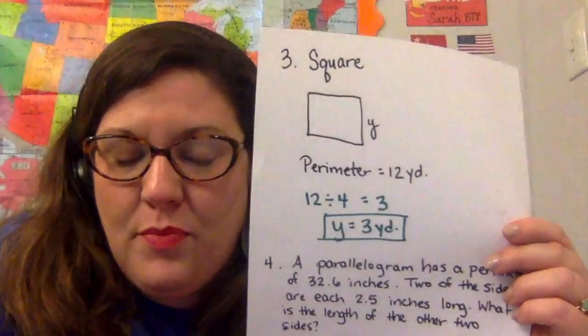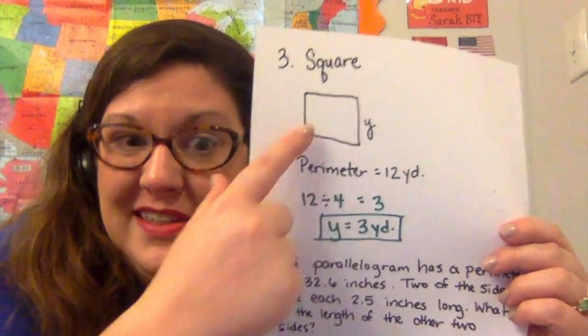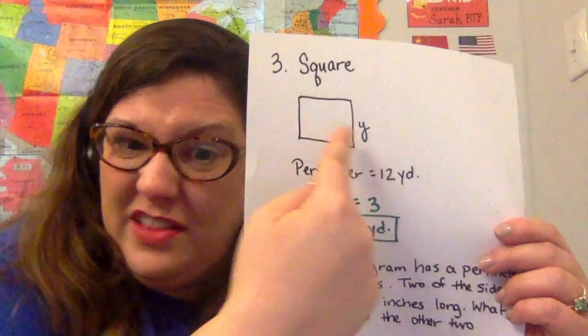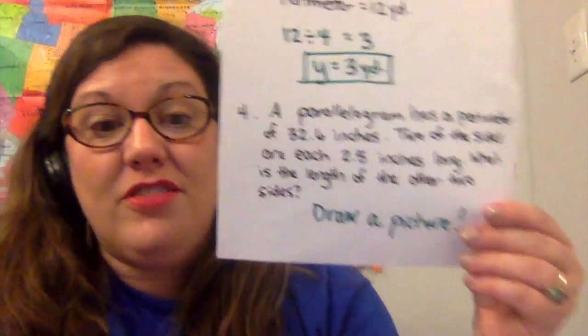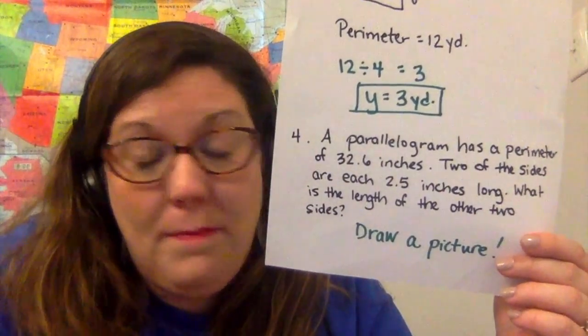So the square is really a pretty easy example, but sometimes it's confusing when you look at the picture and there's not a number on that. So don't let that trip you up. All right, the last example, I'm going to have to draw a picture.